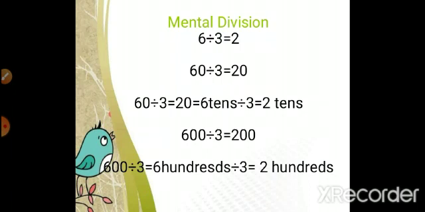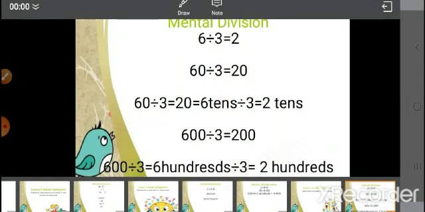And since there are 6 tens in 60, we can divide the tens by 3. 60 divided by 3 is the same as 6 tens divided by 3. What do we get when we divide 6 tens by 3? We will get 2 tens.